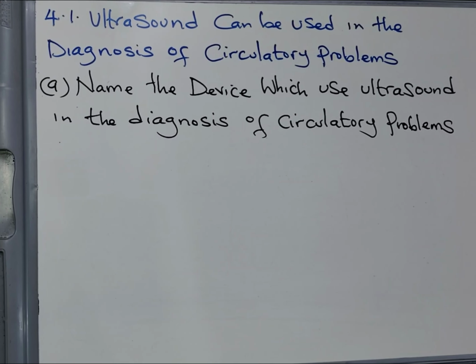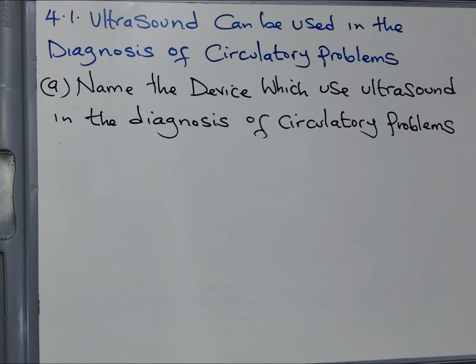So we are looking at this question. It says that ultrasound can be used in the diagnosis of circulatory problems. So then comes the question: Name the device which uses ultrasound in the diagnosis of circulatory problems.